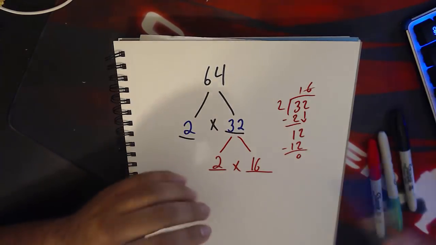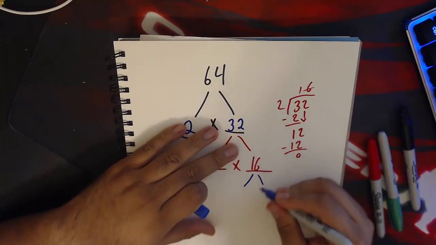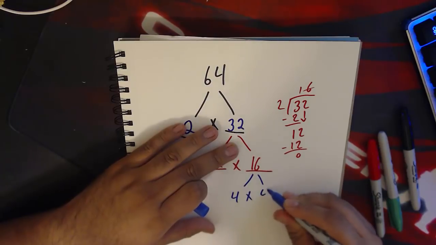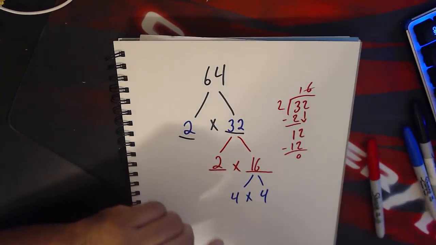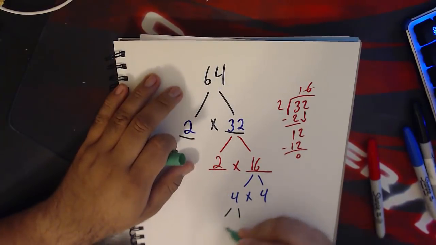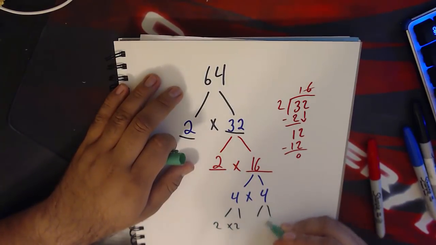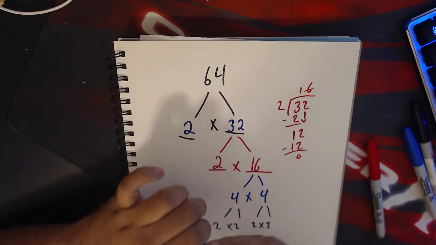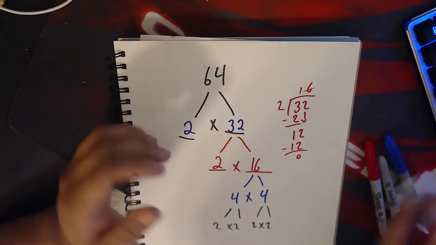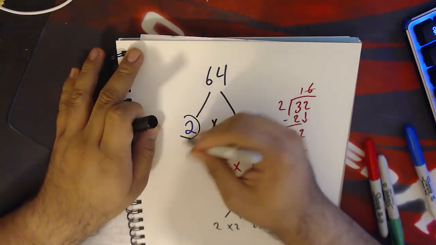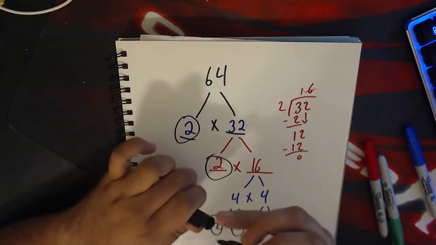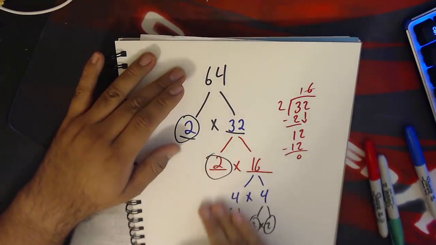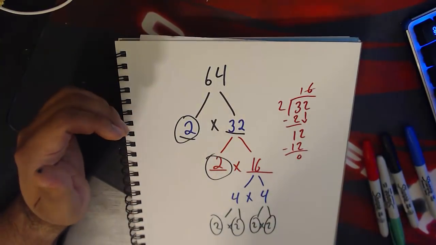Now, I'm just going to keep on going. This time I'm going to use 4 times 4, because that seems a little bit easier, a little bit more doable. 2 times 2, and then 2 times 2. Then I'm going to circle all of my prime numbers with my black pen. There's 1 prime, 2, 3, 4, 5, and 6. Now, we don't have any 3's, so 3 will not be a factor of 64.